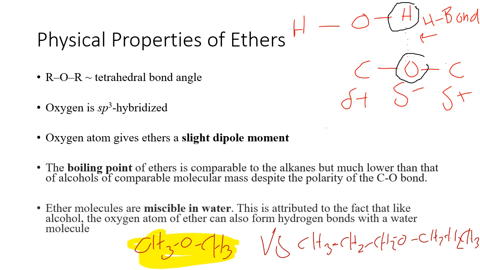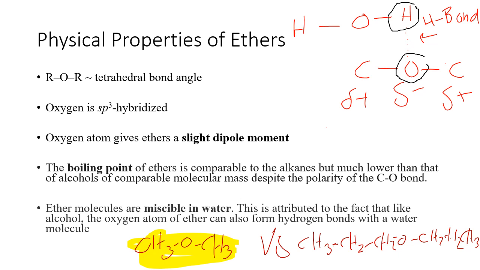Okay. Alright, so these are just the main physicochemical properties that you need to know about these structures. And we need to know just three things. sp3 hybridized, which means they have a tetrahedral bond angle. We have a slight dipole moment, and we have a low boiling point compared to alcohol. We talked about this previously. And the last thing, miscibility in water. They are miscible in water because they can make hydrogen bonds with water molecules.